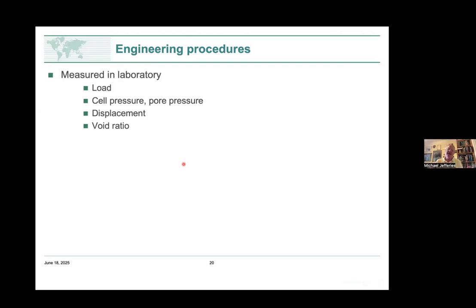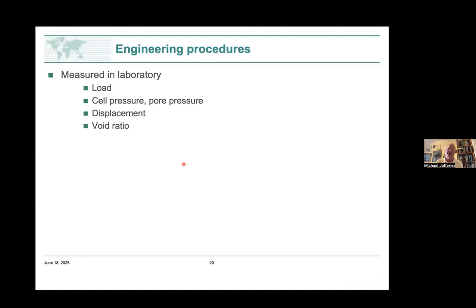But I want to talk now and say, okay, I'm showing you graphs of stress strain behavior. How have those come about in the laboratory? Well, what we do in the laboratory, you think of a triaxial apparatus. We don't measure stress. We measure axial load. We measure cell pressure, and we measure pore pressure in the sample, and we measure displacement, and we'll measure void ratio, which is the freezing method I described earlier.